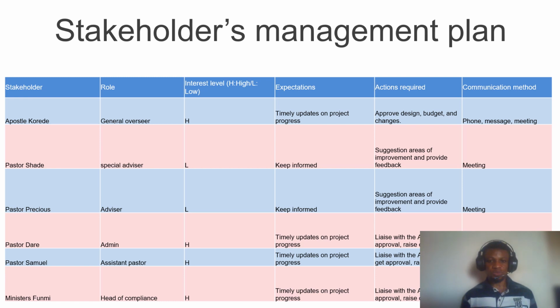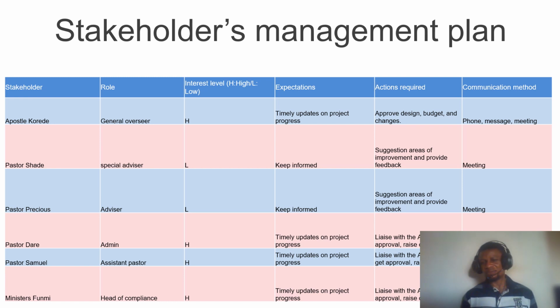In terms of his wife, she has to be kept informed. She suggests areas of improvement and provides feedback. However, she cannot give approval. This would have to be communicated to the PM and then to the senior pastor, who will have to approve whatever comes out of that.